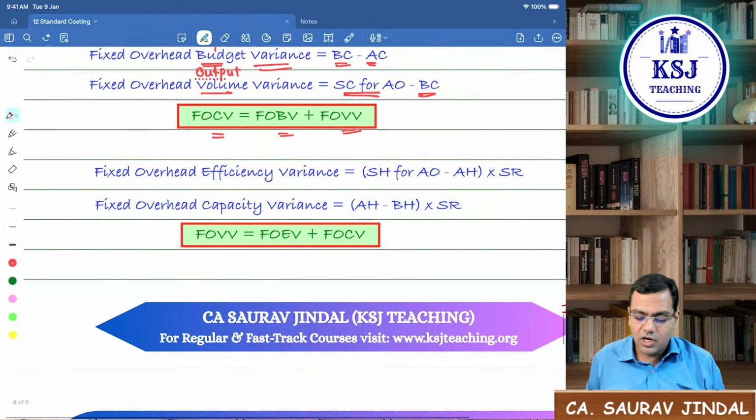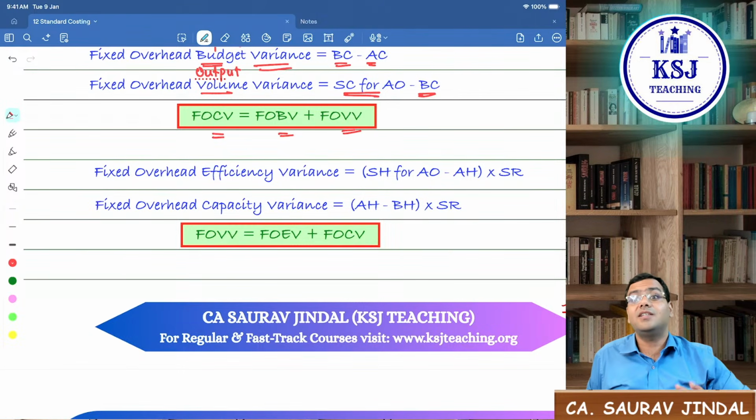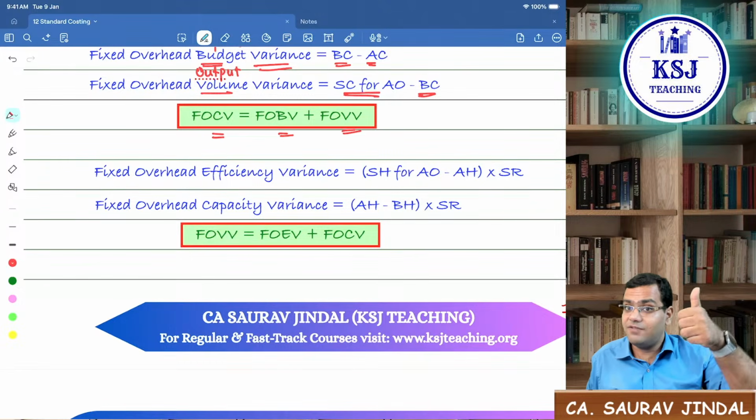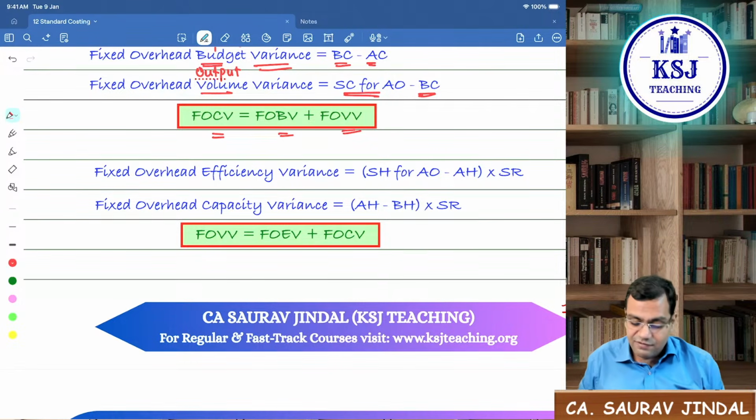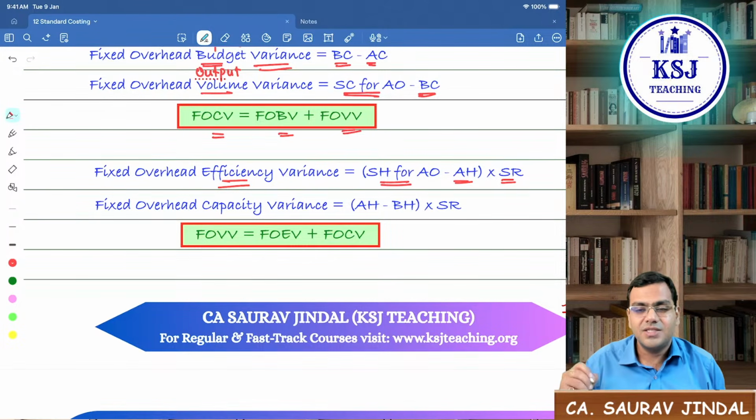Now the volume variance says why there is a change in the volume. That means output. There can be two reasons. One is efficiency of the worker. Second is the capacity of the worker. Efficiency variance is same. That is standard hours for actual output minus actual hours into standard rate.